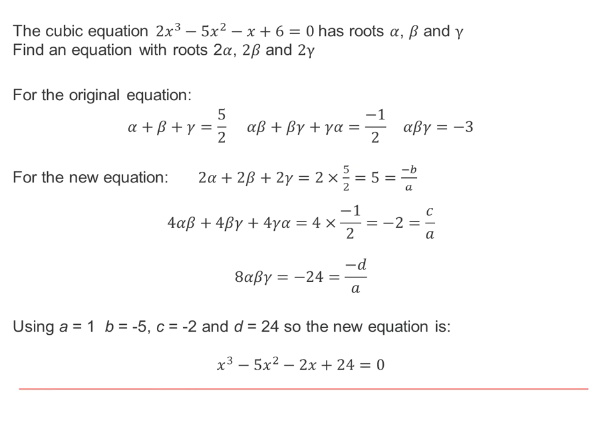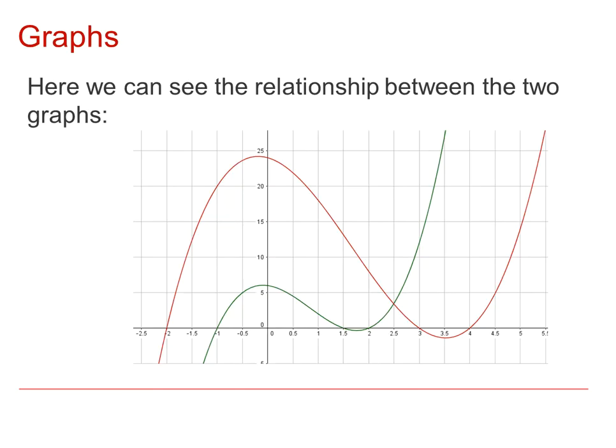Again, you might want to just pause and make sure you understand that method that's laid out on that slide. And here we see the relationship between the two equations. Here, the green one, where we've got roots alpha, beta and gamma, and the red one where the roots are 2 alpha, 2 beta and 2 gamma. So again, just think about how those two graphs are related to each other.